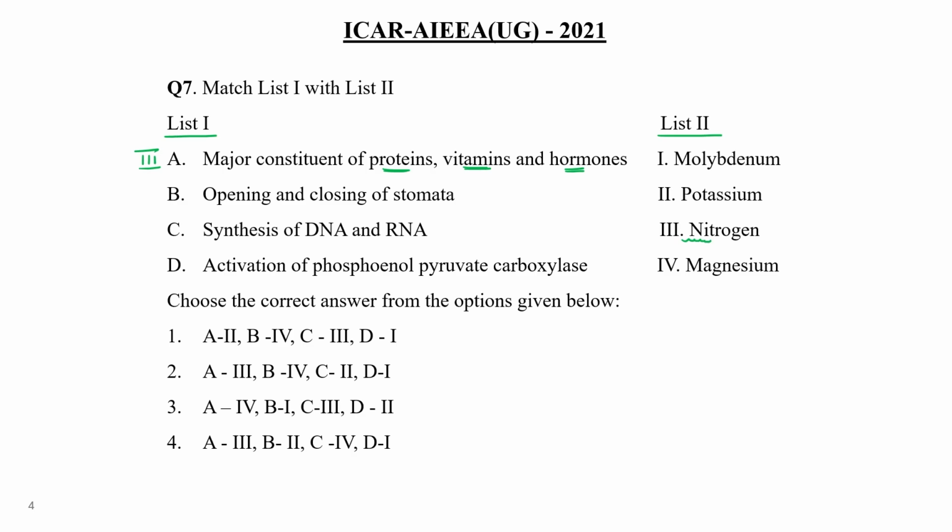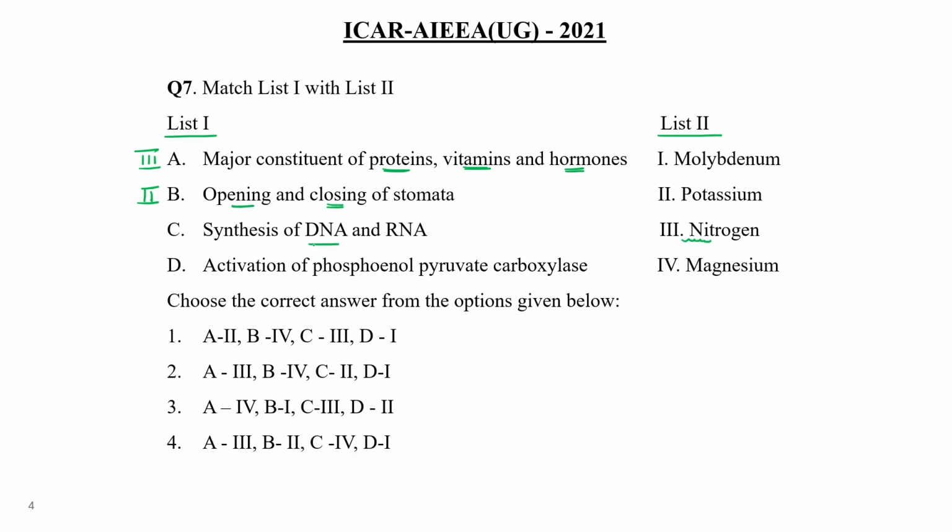Okay. So this protein, vitamin and hormone. All the proteins are made up of amino acids, and in amino acids, nitrogen is the main content. So this A must be related to nitrogen. Opening and closing of stomata is related to potassium. This is the main function of potassium. So B is correctly matched with choice number 2.